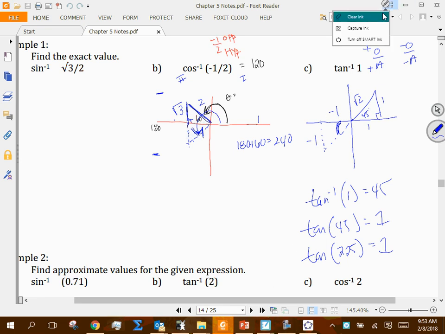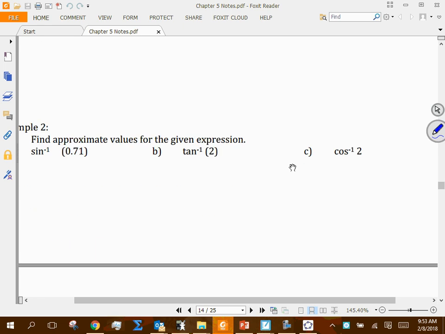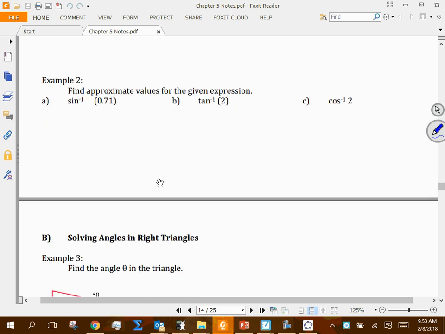Just as you pack up and keep talking a little bit, you're going to see questions that ask you to do this. Find the approximate values of the given expressions. When you see numbers like 1, 1/2, radical 3 over 2, radical 2 over 2, those types of numbers, you should be able to draw a picture, get a good idea, use a special right triangle. If they're ugly numbers like 0.71, you got to use your calculator. Okay?